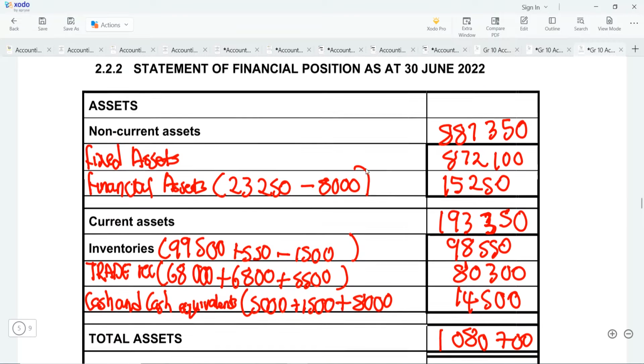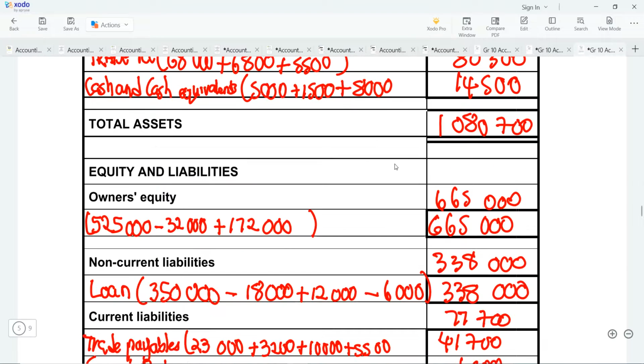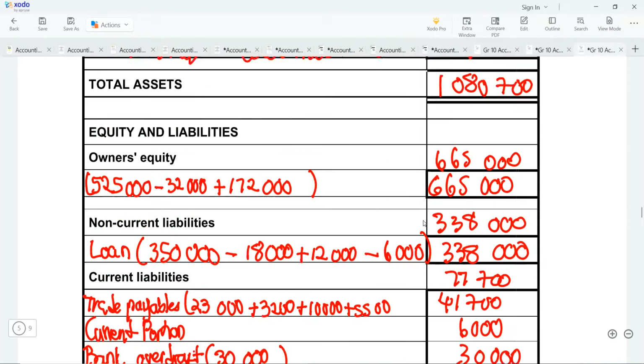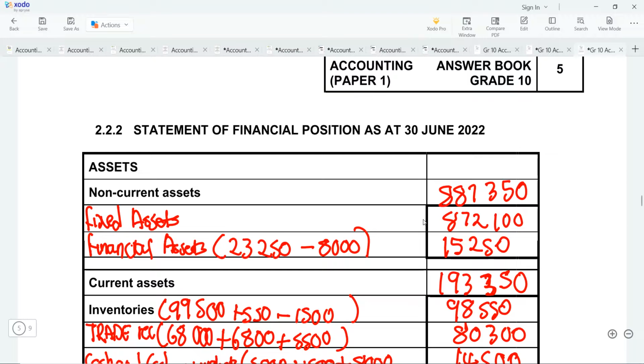So this, guys, is how you can easily complete a balance sheet. As long as you know your information, you're not going to have any problem. Just remember that before you can master the balance sheet, you need to master your income statement and your notes.